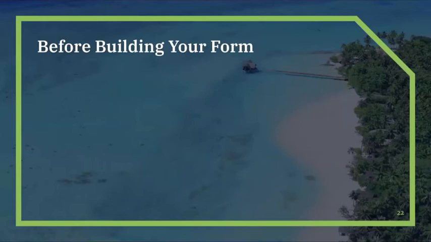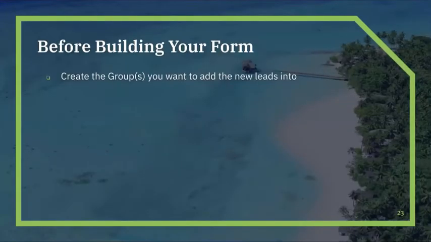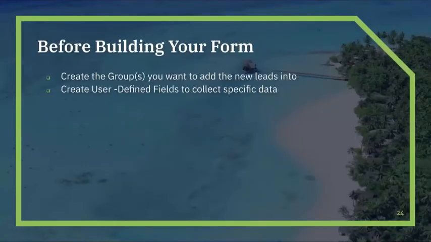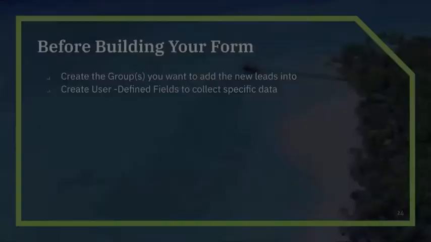Before we dive into building your form, there's a few things that you want to have, kind of like a checklist, to make sure that when you are building the form, the contacts are properly stored and managed. So the first one is you want to create the group or groups that you're going to add these new contacts into. You also want to create any specific user-defined fields if you're collecting data for the contacts. So when they fill out the form, these user fields or custom objects, if you're using that, will automatically be updated when the form is submitted for that contact.